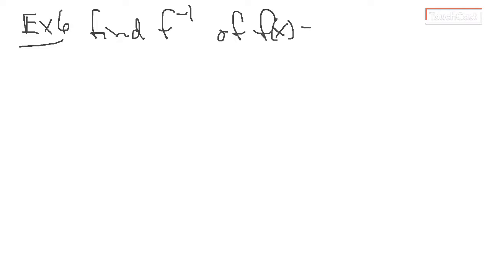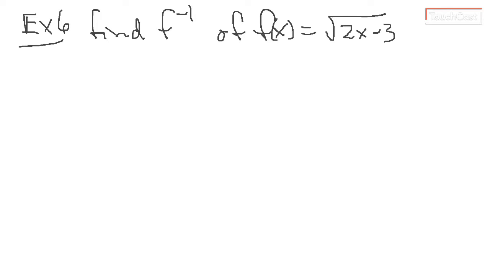So in example 6, we're going to do the same thing. We're going to find the inverse, if it exists, of f(x) = the square root of 2x - 3. So again, I looked at the graph and it passes the horizontal line test. You can enter the square root of 2x - 3 into your graphing calculators if you want to verify that it passes the horizontal line test.